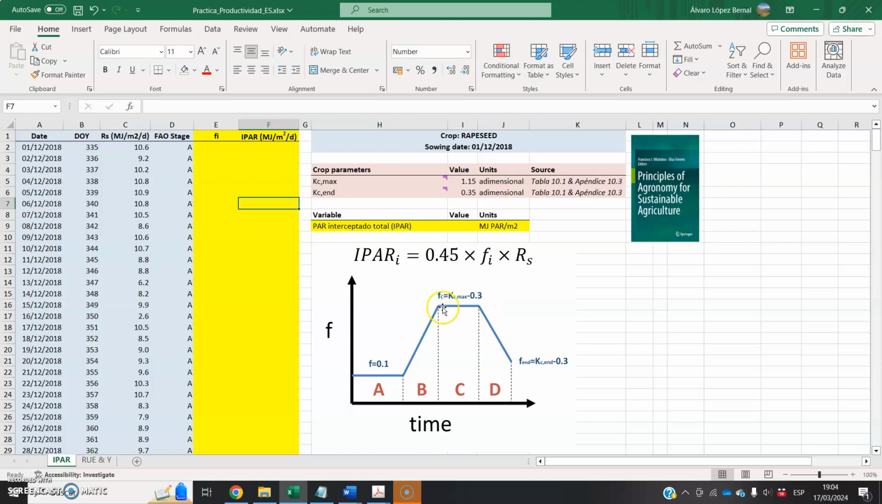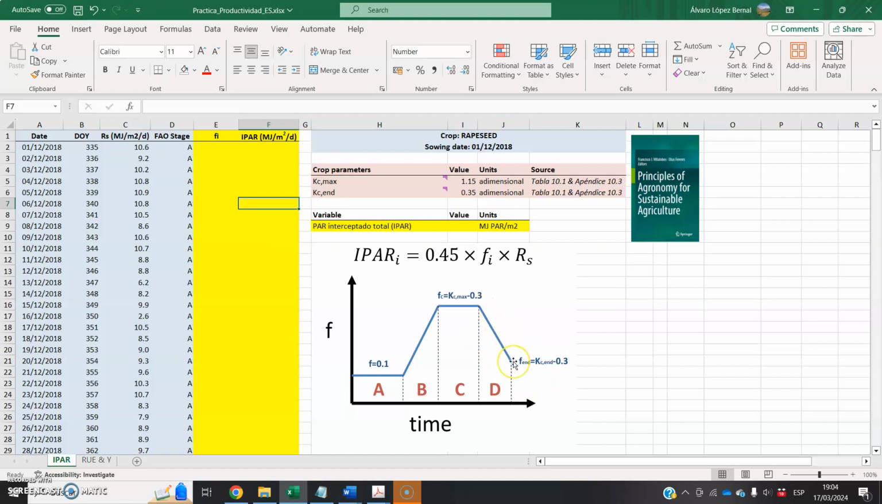Stage C is the stage with the maximum crop coefficient usually, and we will assume a maximum value for the fraction of radiation intercepted by the crop equal to the crop coefficient minus 0.03. In stage D, we will also follow the same approach. We will be calculating the fraction of intercepted radiation as the value of the crop coefficient minus 0.3.